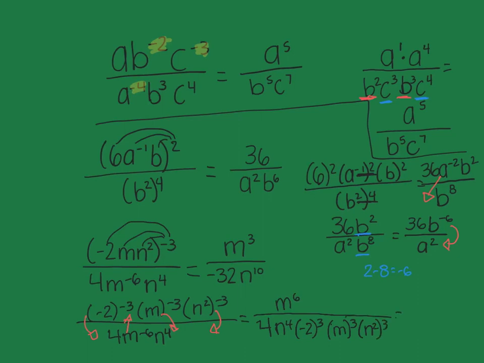All right, so we can simplify this further. So we would have m to the power of 6 divided by 4 times n to the power of 4, -2 to the power of 3. This is -2 times -2 times -2. So -2 times -2 is +4. +4 times -2 is -8. m to the power of 3, n to the power of 2 to the power of 3. I multiply them to get n to the power of 6.